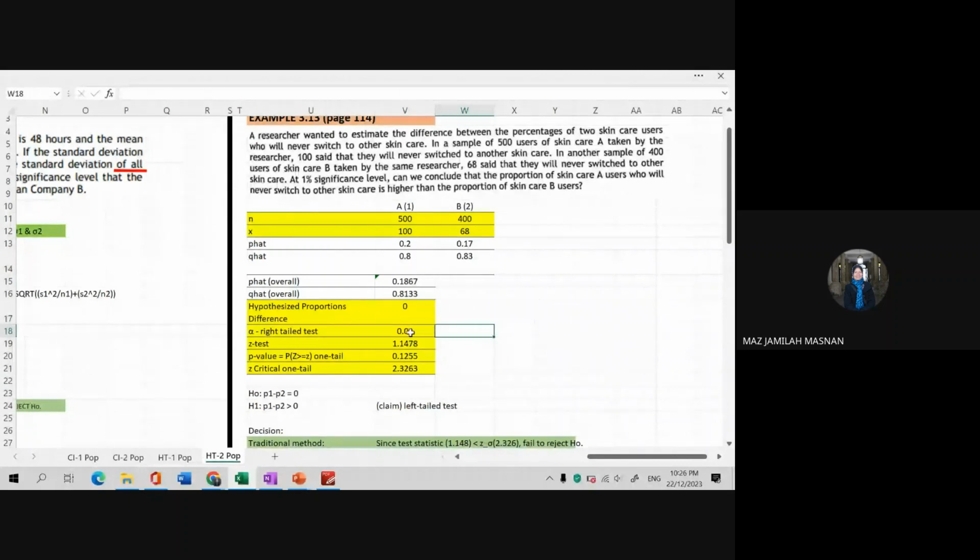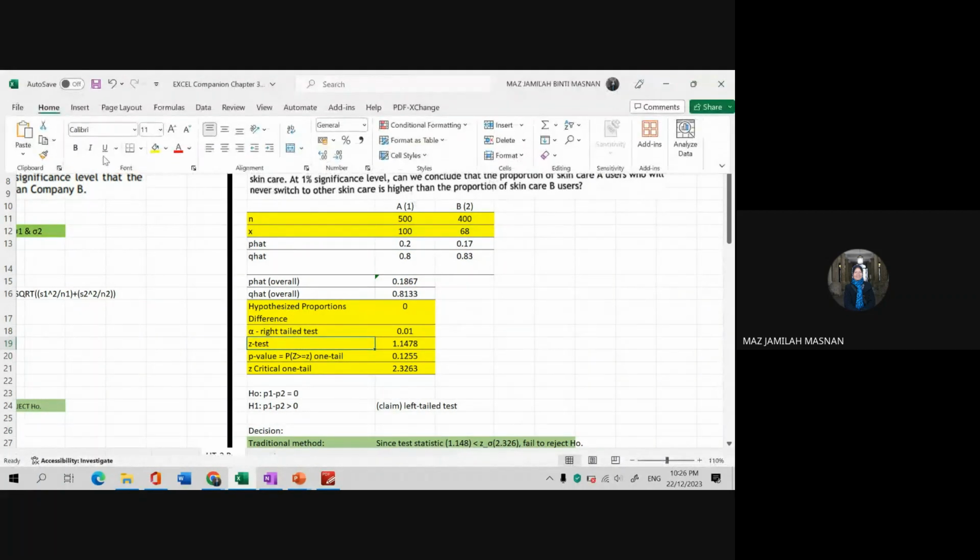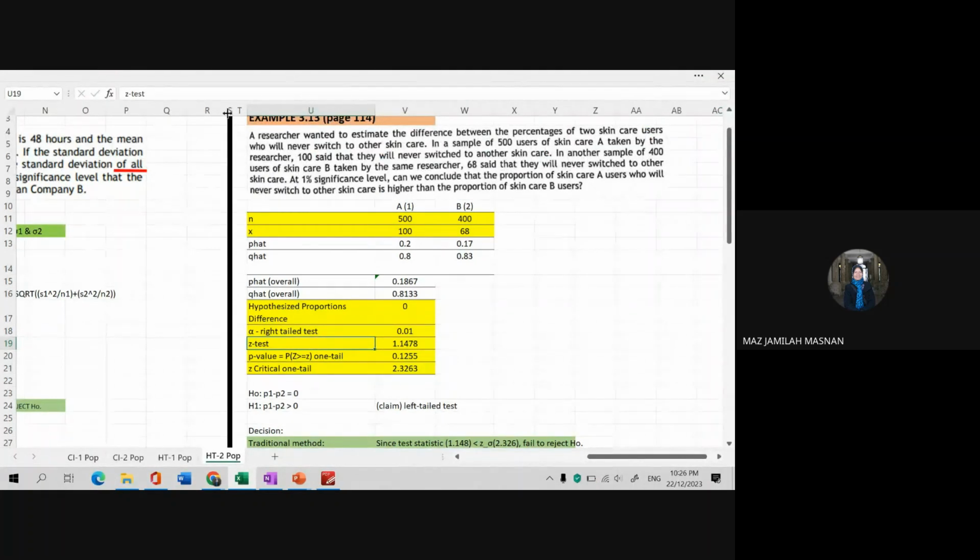Now, the alpha is 0.01 because 1%. The Z test is based on the formula that is given in your textbook. That would be the test statistic or Z test. It has two names, so I'll just put Z test or test statistic. They are just the same.